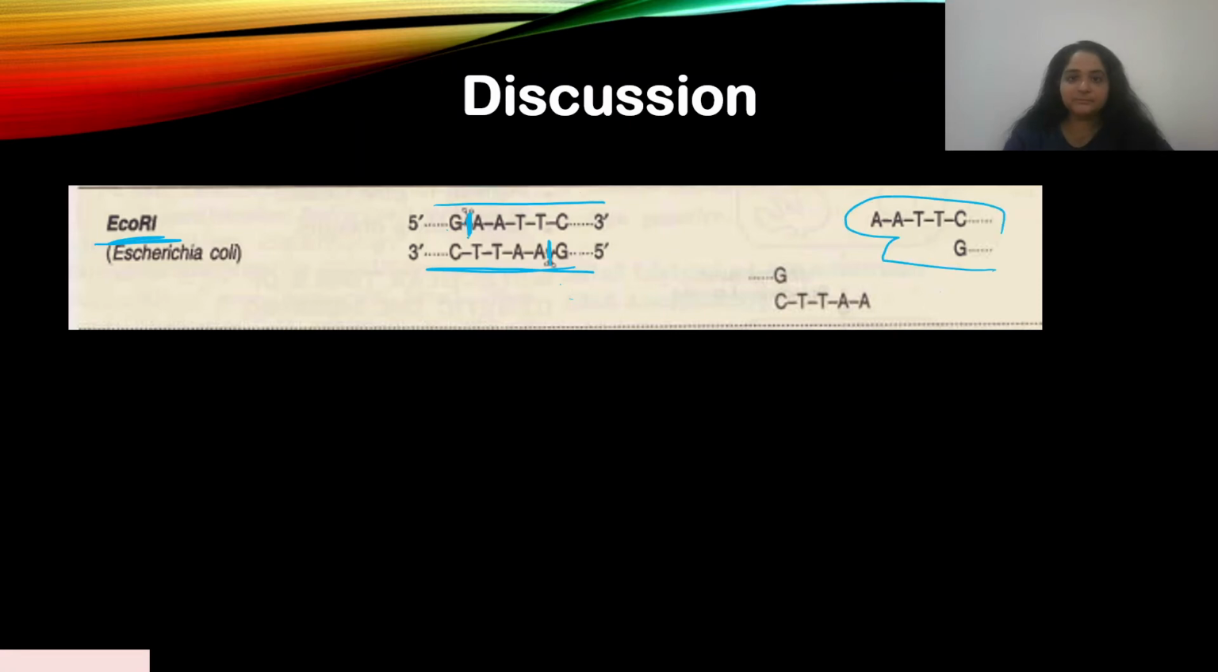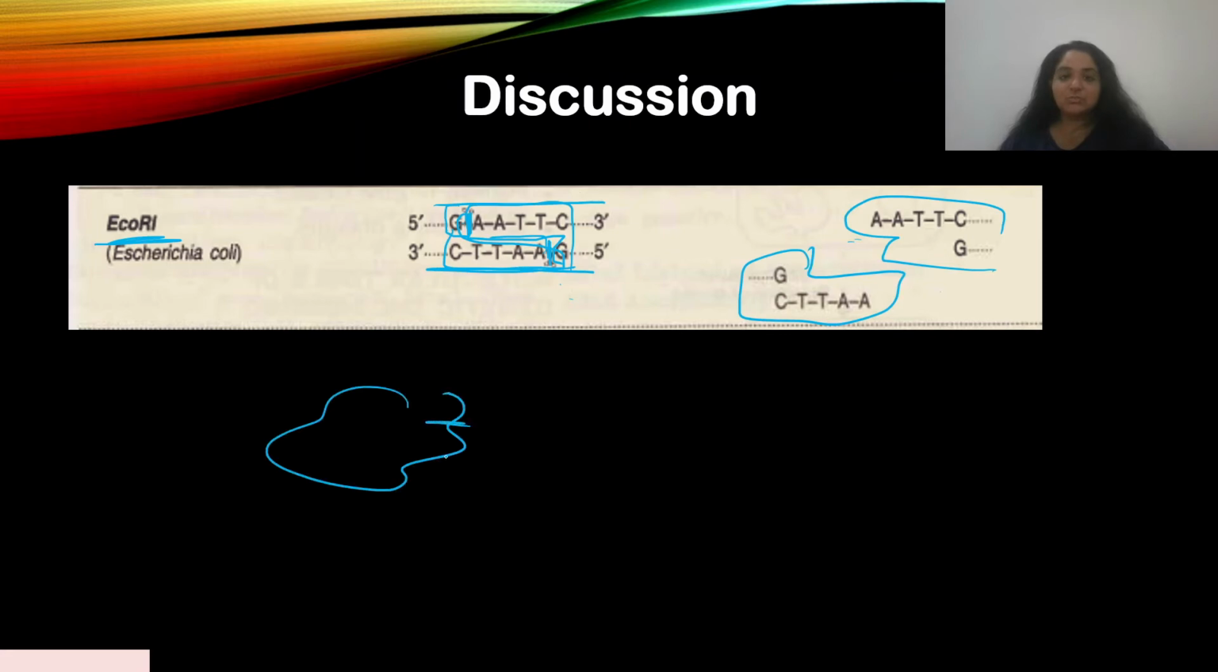That means it's going to cut over here. This is what you get. This is the first product and this is the second product. You get these two fragments over here. These are called sticky ends. That's the difference between blunt ends and sticky ends. Now both need to be cut, that means the vector DNA and your gene of interest, both need to be cut with EcoRI.